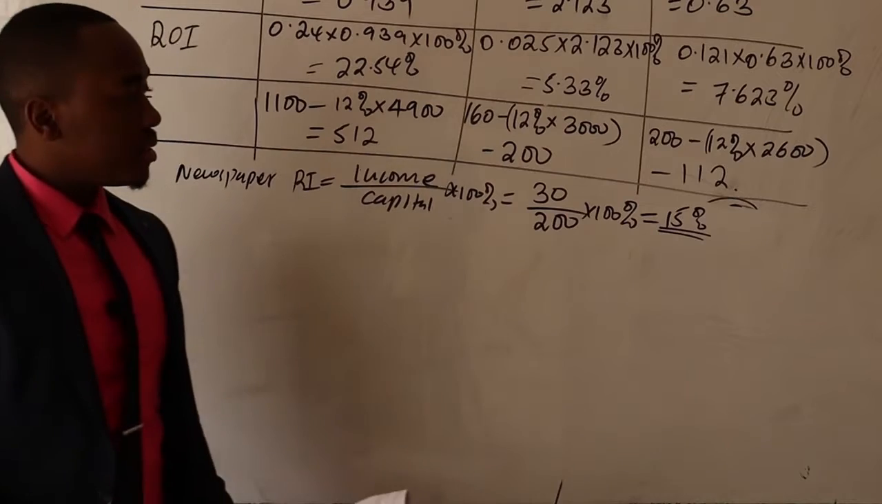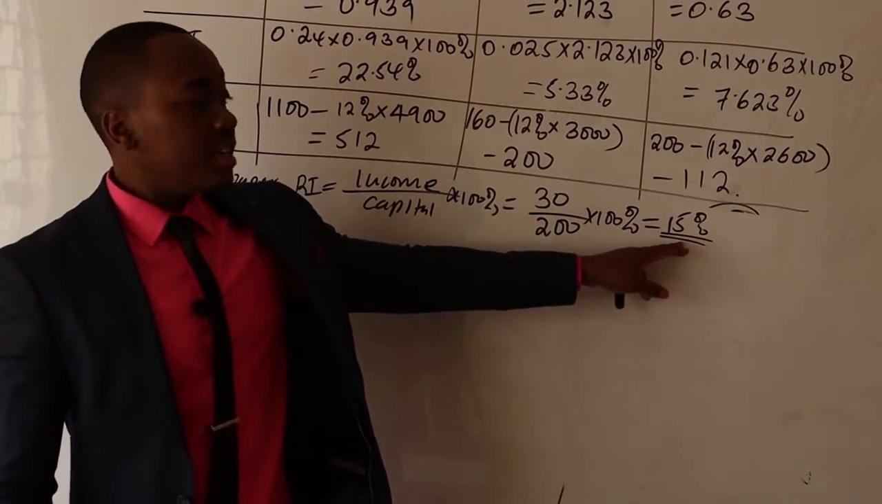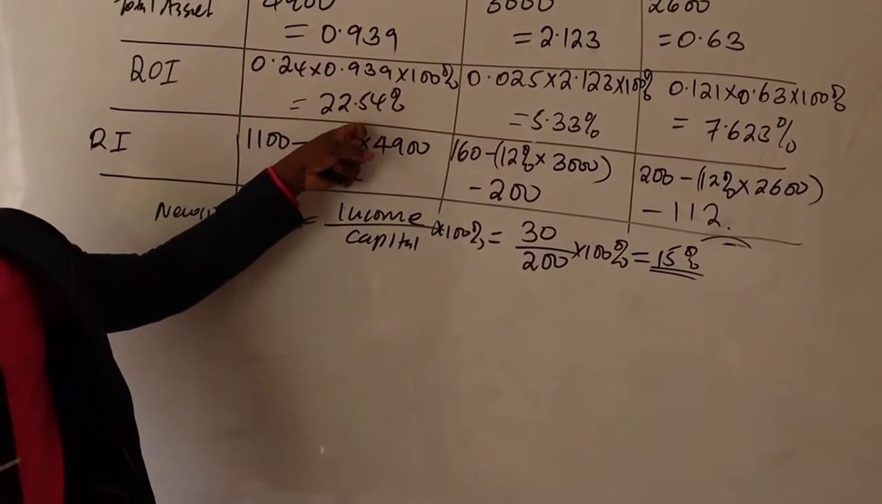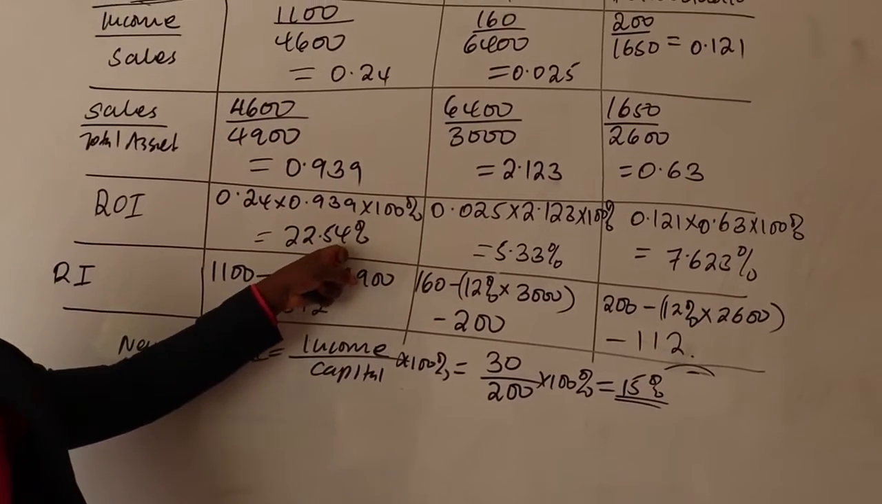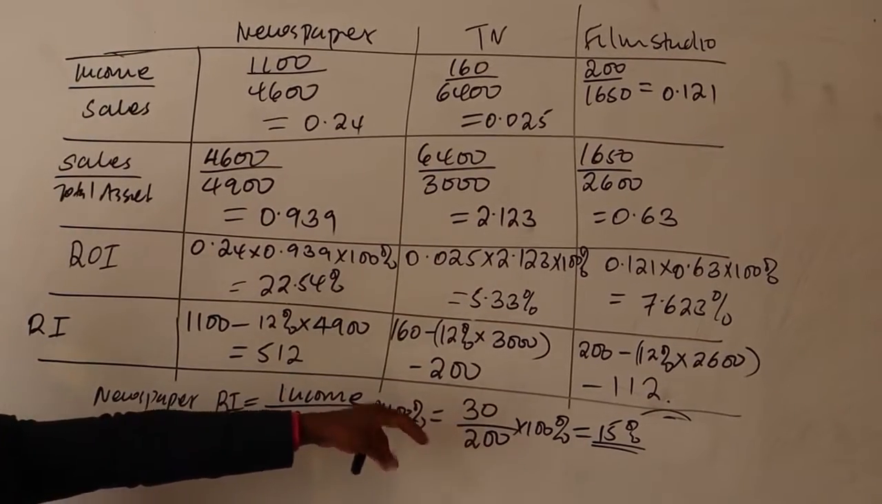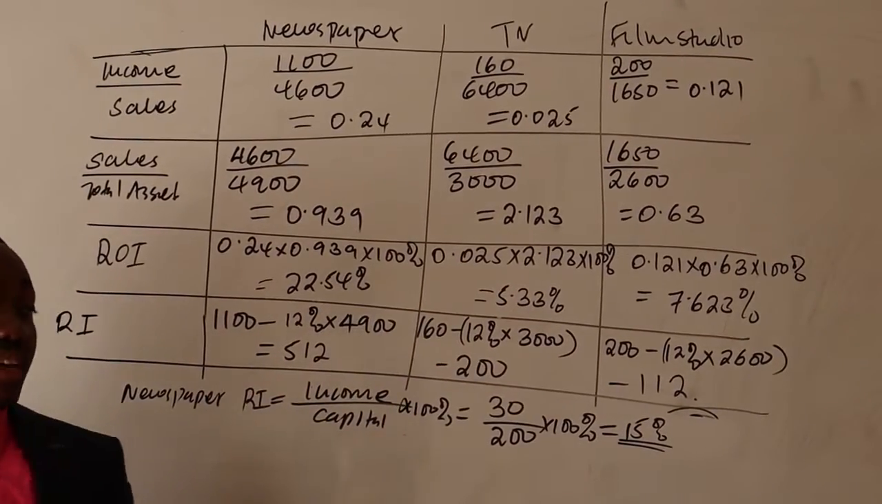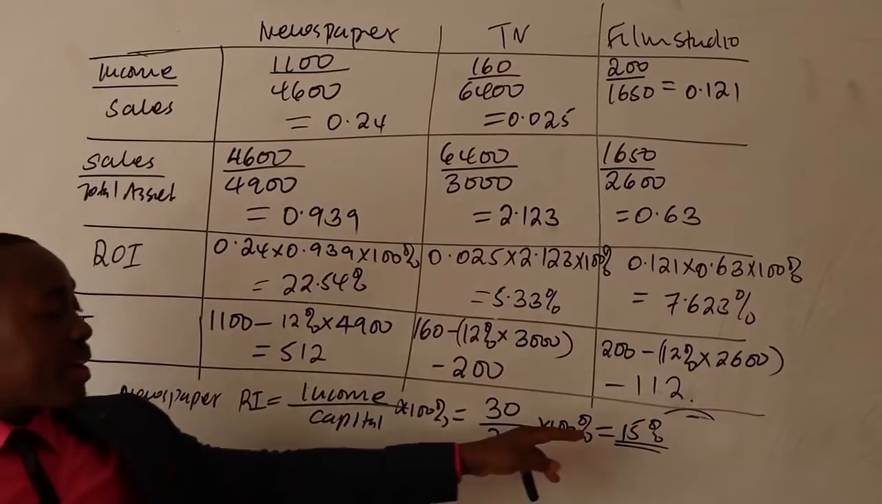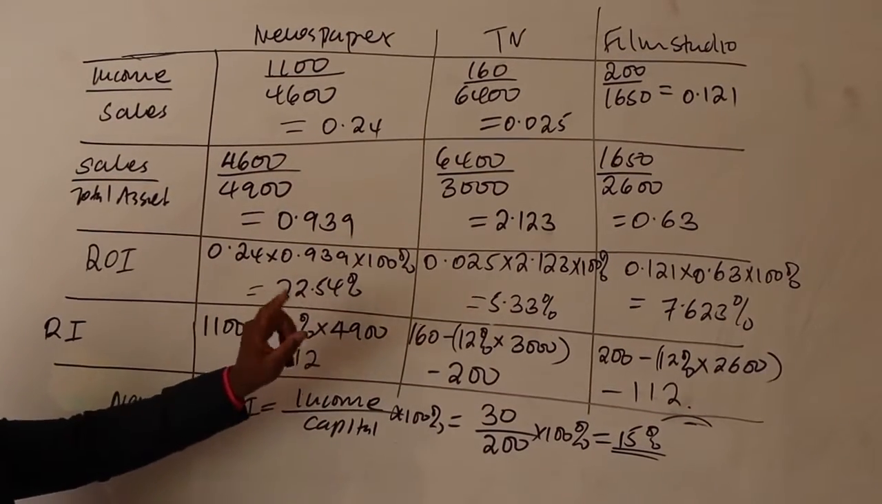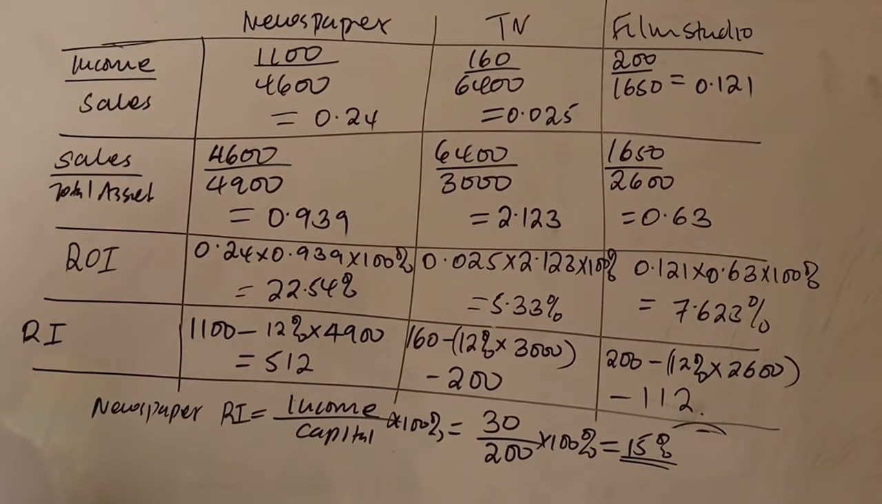So you see it's 15%, and the newspaper's current existing return on investment is 22.54%. But if we invest in the new project, it will only give us 15%. So in that case, we should not accept. Why? Because the new return on investment is less than the existing return on investment, which is 22.54%.